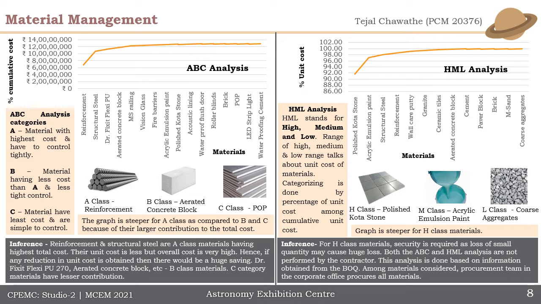And also reinforcement and structural steel are the A class materials. Their unit cost is less, but overall cost is very high, and hence any reduction in unit cost, if it's obtained, then there would be a huge saving.